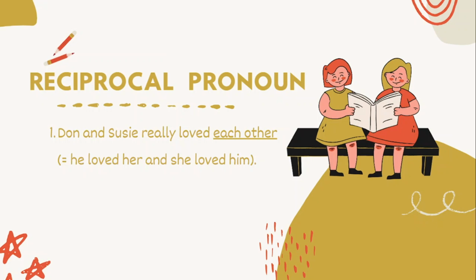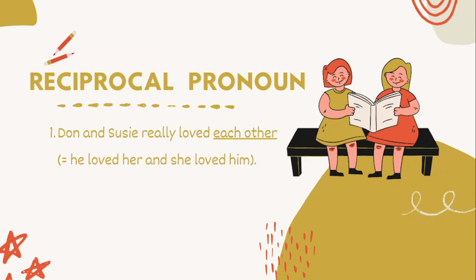In this sentence, the first person Don loved Susie. The same activity, that is love, was performed by the second person Susie towards Don. It means Don loved Susie and Susie loved Don. Such a kind of mutual relationship is shown with the word each other. In this context, only two persons are there, that is Don and Susie. To show the mutual relationship between Don and Susie, here each other is used.